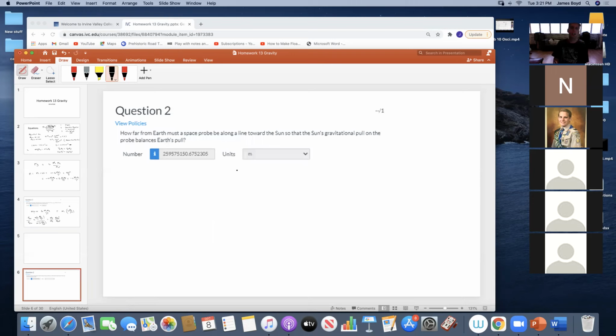This one says that you have a probe that's somewhere between the sun and Earth. So this distance is Earth to probe. This whole distance is radius sun to Earth, which is 1 AU. And this distance is sun to probe. We can see that RSP is equal to 1 AU minus REP.